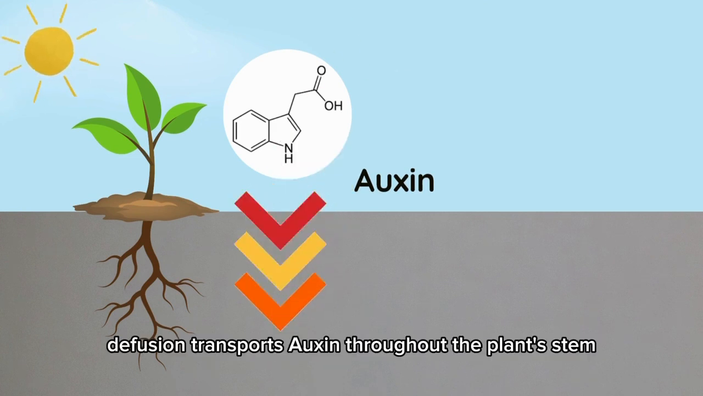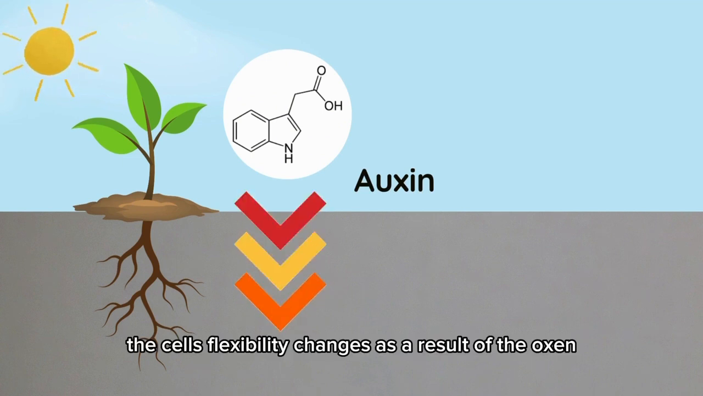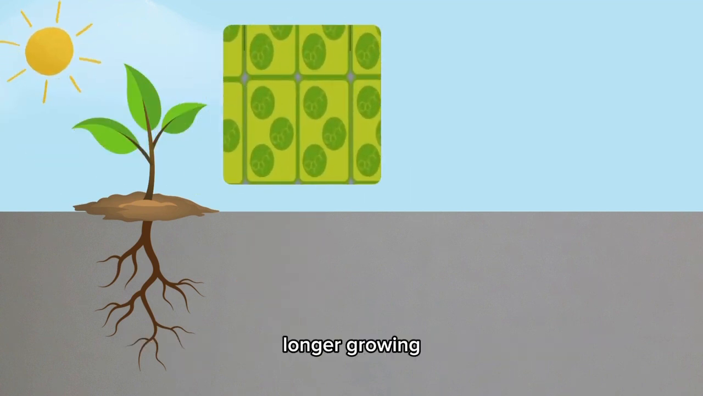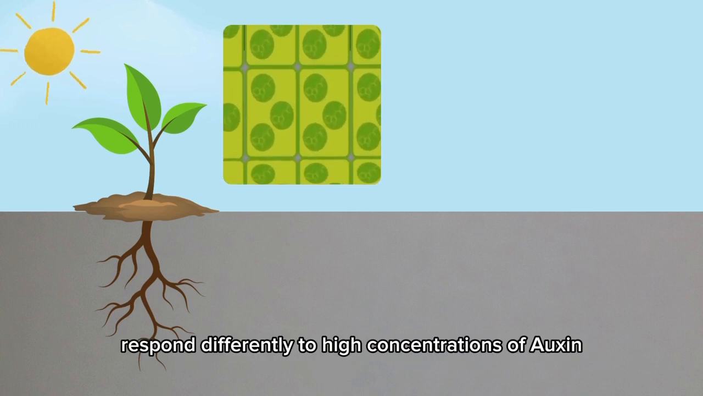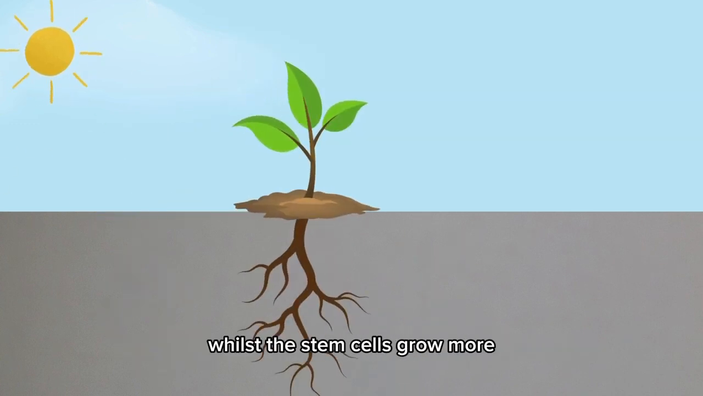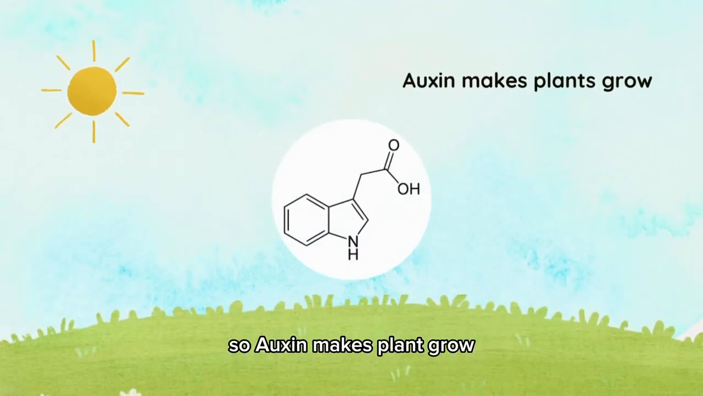Diffusion transports auxin throughout the plant's stem and into every area of the plant. The cell's flexibility changes as a result of the auxin. Longer growing and more water-absorbing cells are more elastic. Strangely though, stems and roots respond differently to high concentrations of auxin. Whilst the stem cells grow more, the root cells actually grow less. So, auxin makes plants grow.